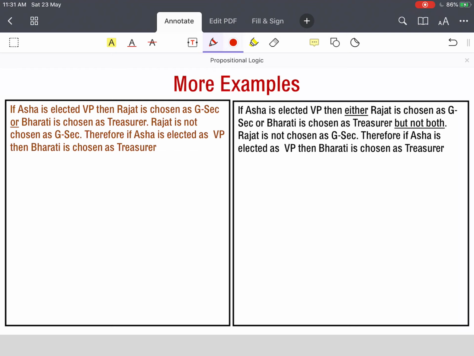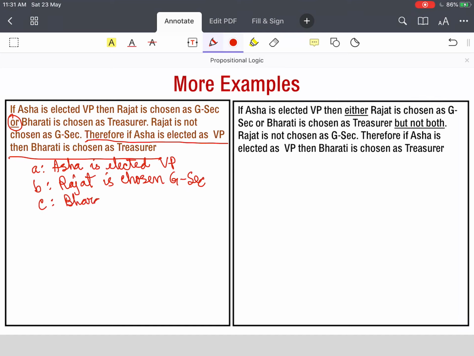We do two more examples, very similar examples. If Asha is elected VP, then Rajat is chosen as GSEC or Bharati is chosen as treasurer. Rajat is not chosen as GSEC, therefore Asha is elected VP. Therefore, this part again gets changed into a longer goal. So again we have our same variables. A is for Asha is elected VP. B is for Rajat is chosen GSEC, and C is for Bharati is chosen treasurer.